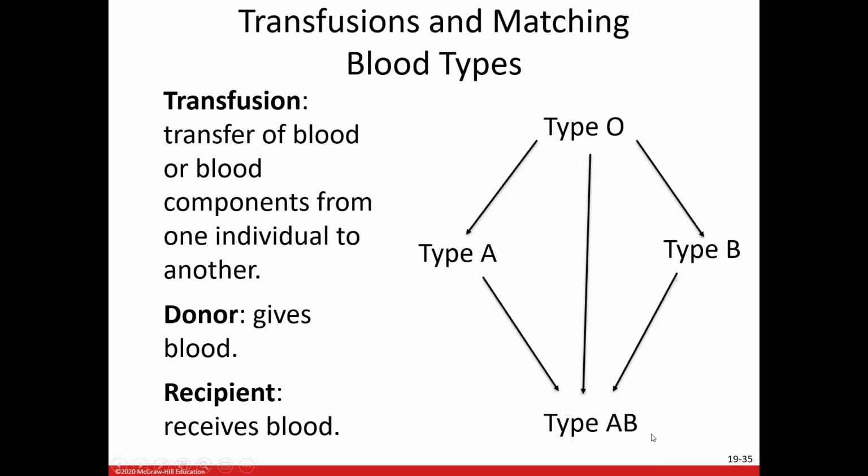And if you have type AB blood, you can't give to any of the three, but you can receive blood from all three. So if you have type O blood, you're a universal donor. If you're a type AB blood, you're a universal receiver.